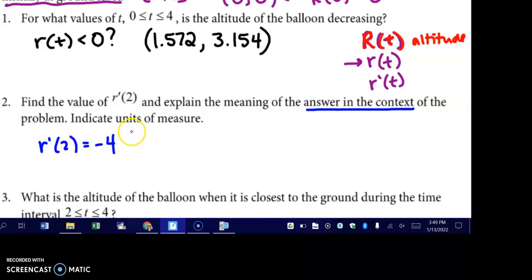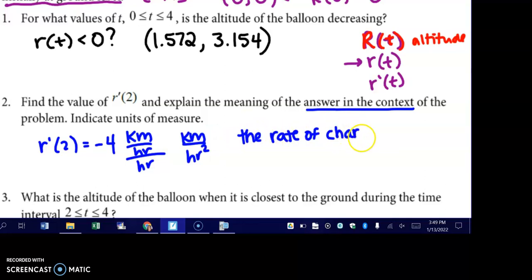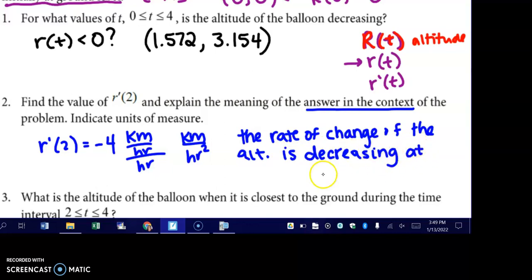And that's going to be the rate of change of the rate of change. So that's going to be kilometers per hour, also known as kilometers per hour squared. This means that the rate of change of the altitude, which was the little r of t, is decreasing at t equals 2. Okay, so I've referenced the altitude. I'm referencing the context of the problem.